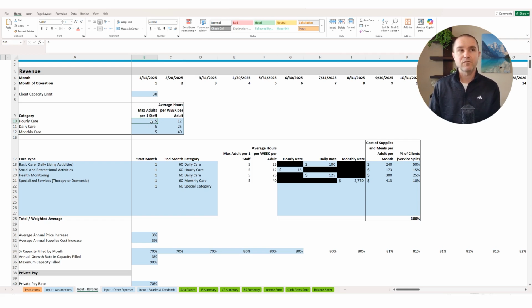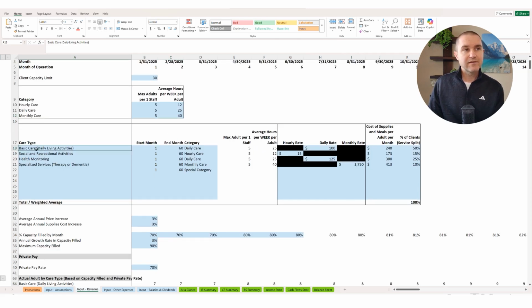So we're saying 1 staff for 5 adults is what we've got for all of these. You could have different ratios for different categories. And then we have the average number of hours per week per adult. So we're saying the patients or the adults in the hourly care category, on average they're going to come 12 hours a week. And then the daily care 25 hours, and then the monthly care 40 hours a week. So it's kind of full time, right?